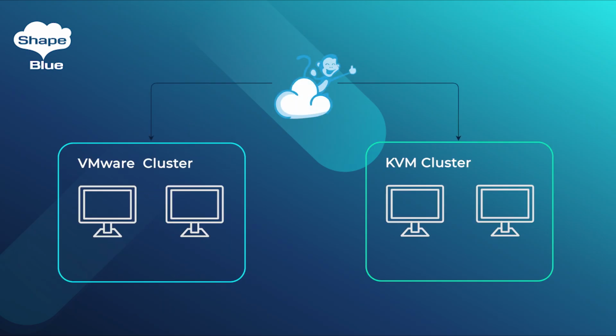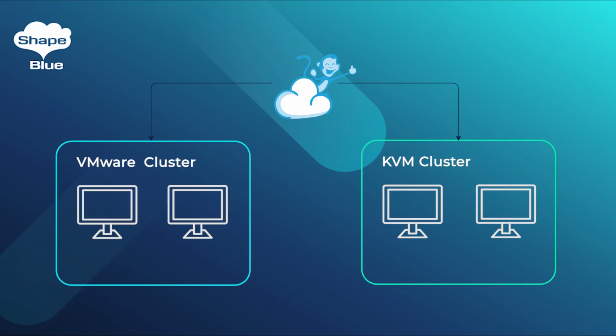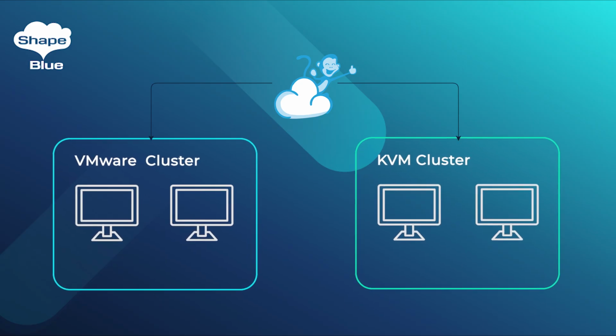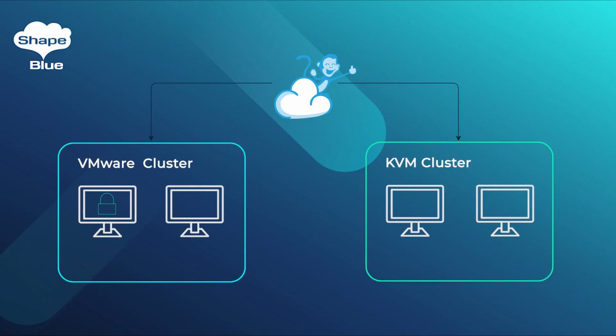Apache CloudStack is multi-hypervisor by design. This allows VMware and KVM environments to coexist within the same control plane. Workloads that are not yet supported on KVM or depend on specific hardware certifications can continue running on VMware.